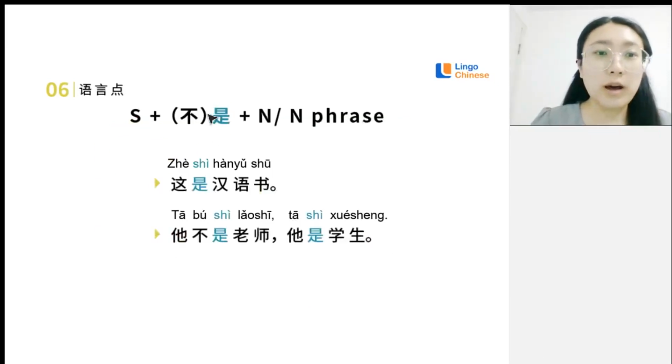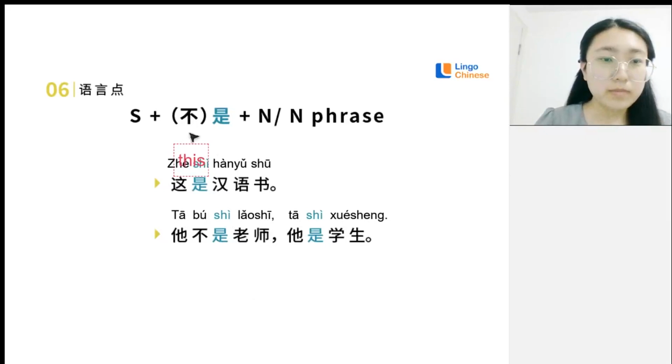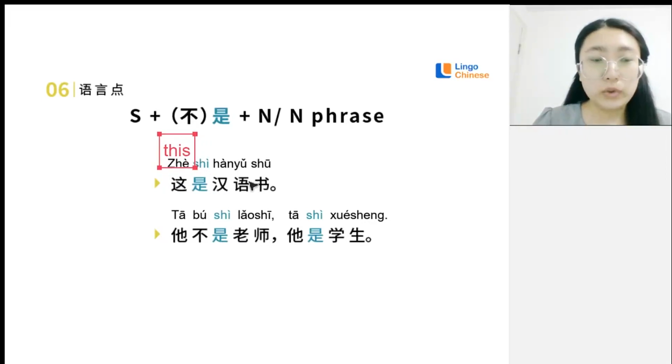And we'll learn more about 是. 是 means to be. Subject plus 是 plus noun. For example, 这是汉语书. 这 means this. 是 here means is. 这是汉语书, this is a Chinese book. How can I say this is an English book? 这是英语书. Yeah, right.